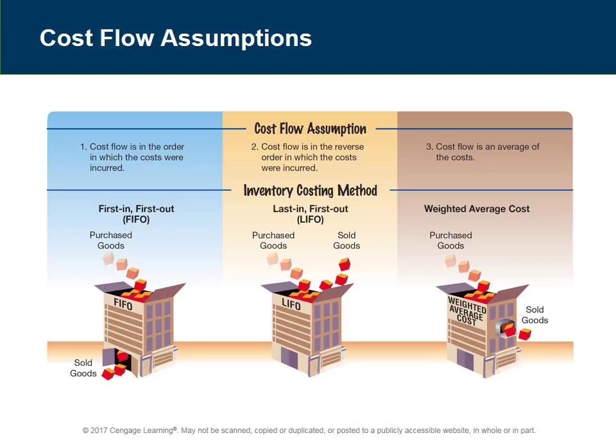So I don't know if these pictures, illustrations help you any, but basically FIFO says, I'm assuming that the cost of the first items of inventory that I bought is the cost of my goods sold. LIFO says, I'm assuming that the cost of the last inventory that I bought is the cost of my goods sold. Weighted average says, the heck with this, let's not track, let's just take an average. And we're going to be doing some examples of all three of these.